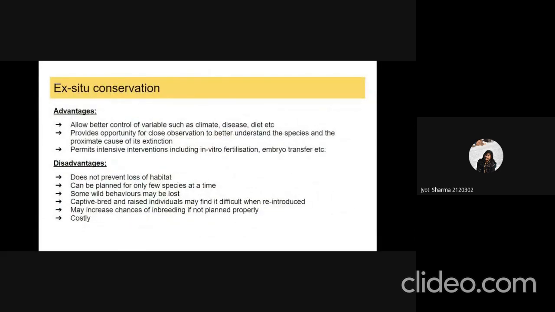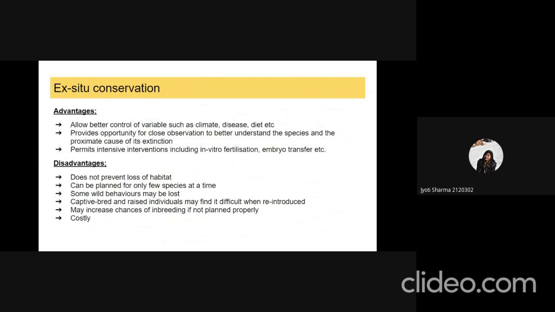We have some advantages. It allows better control of variables such as climate, disease, diet, etc. It also provides close observation to better understand the species and the proximate cause of its extinction. And interventions such as in vitro fertilization and embryo transfer permit intensive intervention so that these species can survive.